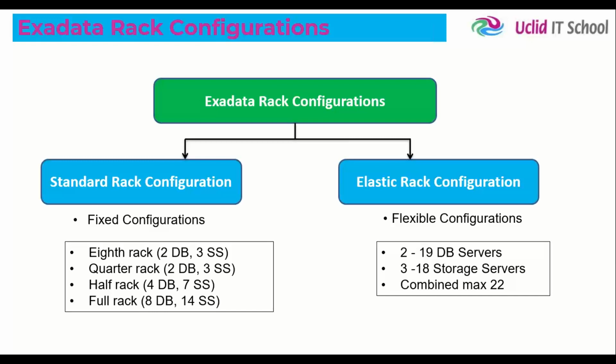Suppose I want say 14 database servers, 8 storage servers. 14 plus 8, 22. I reached the maximum limit. So that combination is allowed. Suppose I want 10 database servers, 12 storage servers, I can do that. 10 plus 12, 22. I'm not going beyond max. Suppose I want 20 database servers and 20 storage servers, that is not possible in a single rack because you are hitting the max limit. 20 plus 20, 40 servers you need, but per rack, you can have only 22. So maybe you might need to purchase 2 racks.